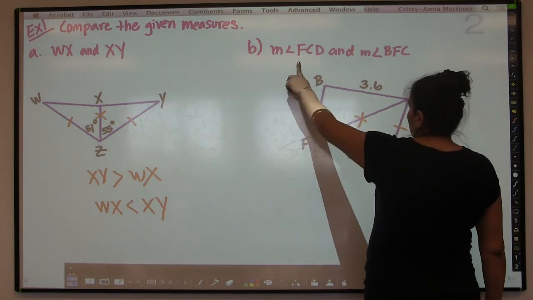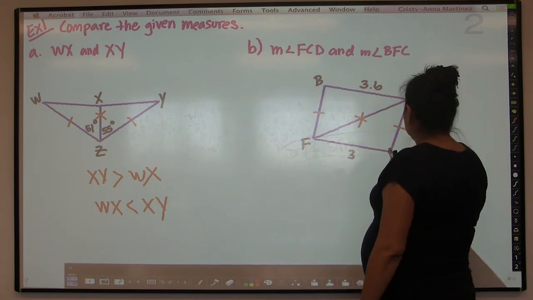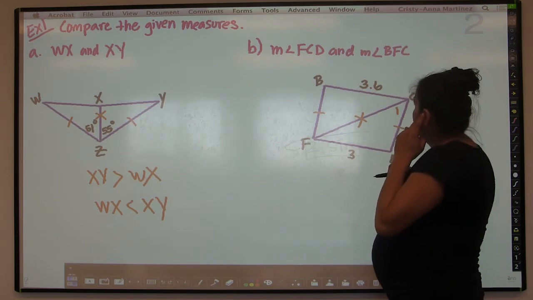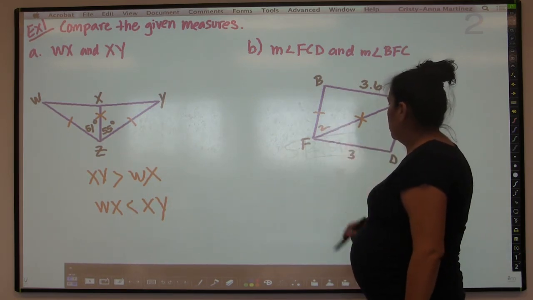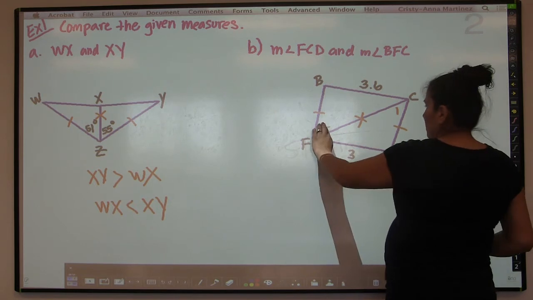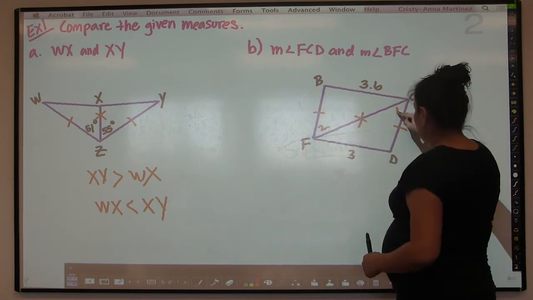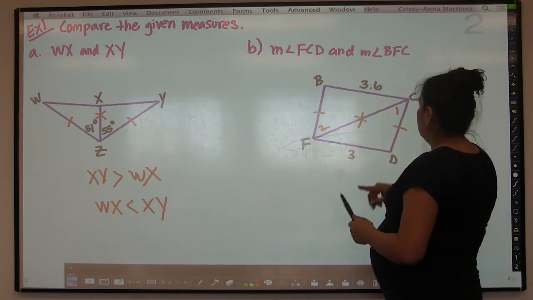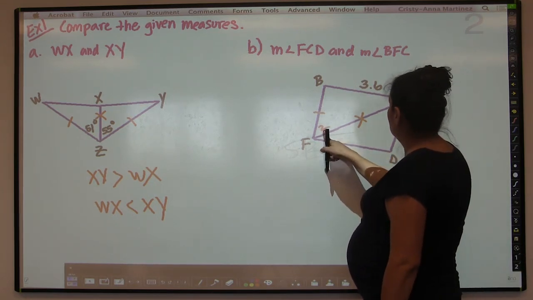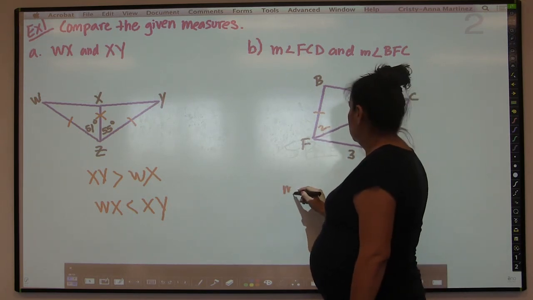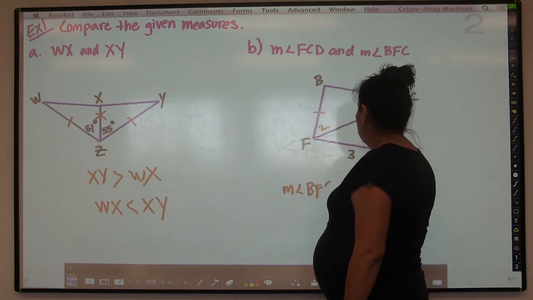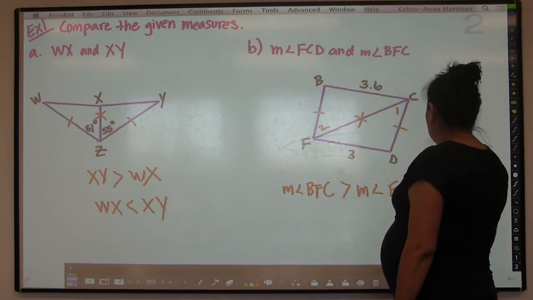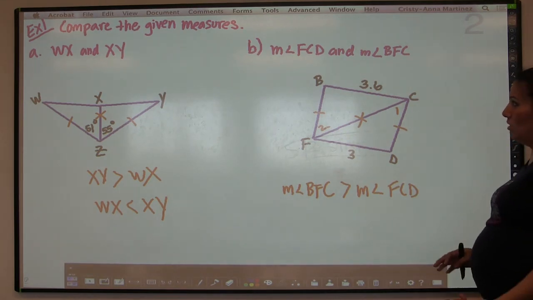The angle in question here was FCD, so FCD is this angle here. I'll just call it angle 1. And BFC is this angle here, we'll call it angle 2. Since this angle is in between the two congruent sides, and this is a larger side than this one, then angle 2, which is angle BFC, is going to be larger than the measurement of angle FCD. And that's how you apply the Hinge theorem to compare measures.